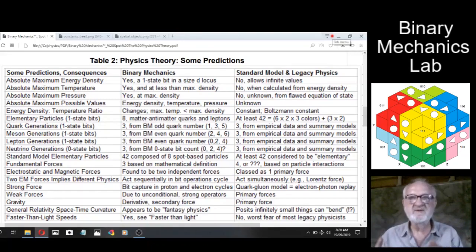So we've touched on some things concerning the two main questions of quantum theory. First, what do we have? That's called the system state and how we define it mathematically. And second, how does what we have, the system state, change with time? And that involves the bit operations in binary mechanics. Now let's look at some predictions that result from space-time energy quantization.